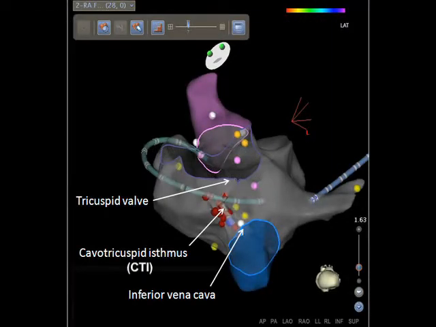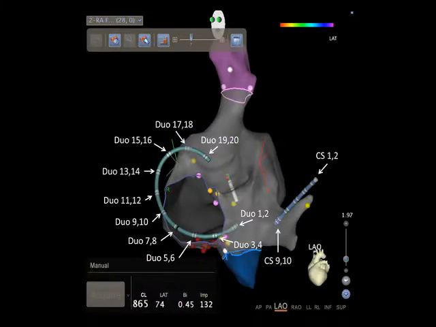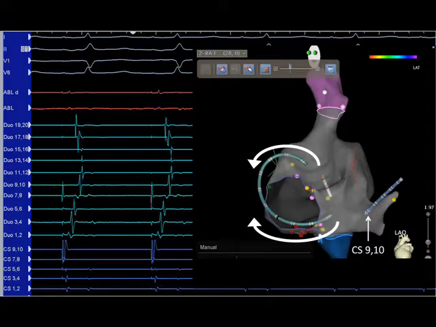The goal of the procedure is to create a complete line of block between the tricuspid valve and inferior vena cava, called the cavo-tricuspid isthmus, or CTI, to prevent future occurrences of atrial flutter, as seen in this LAO caudal view. If the patient is in normal sinus rhythm, pacing should be completed from the coronary sinus ostial bipoles or coronary sinus 9-10 seen on the screen here. At baseline, the atrial signal shows conduction both through the CTI and around the top of the tricuspid valve.